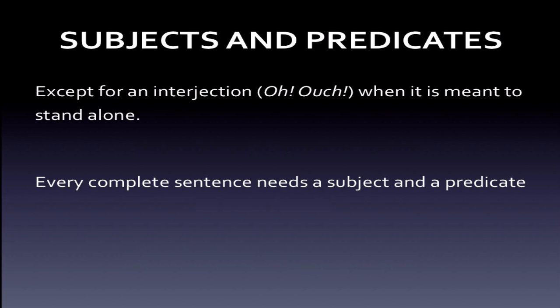The only time that you don't see a subject and predicate in a sentence is when you have an interjection that is meant to stand alone, such as oh or ouch. These are not complete sentences. This is the only exception, when you see an interjection that stands alone. Anything else needs to be a complete sentence. And in order to have a complete sentence, that sentence needs a subject and predicate.